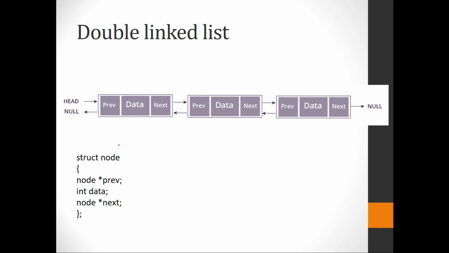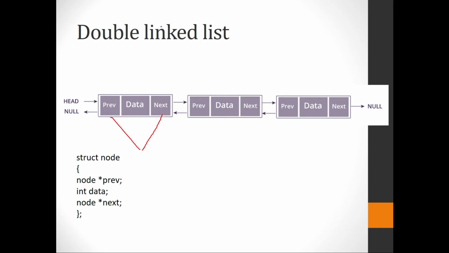Now, coming to double linked list. What do I mean by double linked list? Yes, this is a node. This is a double linked list node. What is the difference? Yes, you can see that there are 2 pointers. You have one data, but there are 2 pointers. You can see a previous and a next acting as pointers.